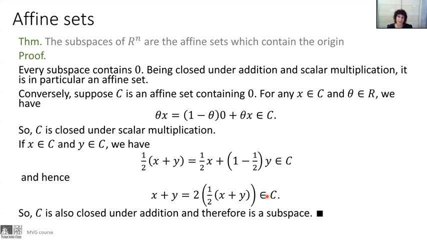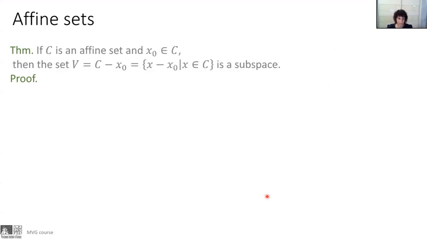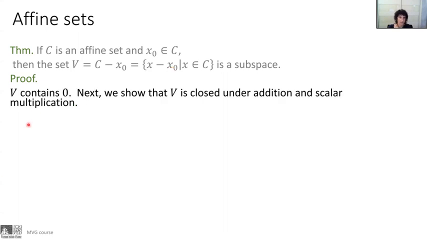So let's now understand what affine sets which do not contain the origin are. If C is an affine set and we have some point x0 which belongs to C, then we would like to show that the set V, which is C minus x0, where we take each x and subtract x0, is a subspace. What do we need to show in order to show that V is a subspace? I'm sure you know it. The same thing as before: that V contains the zero element, and is closed under addition and scalar multiplication. Clearly, V contains zero. Now we show that it's closed under addition and scalar multiplication.